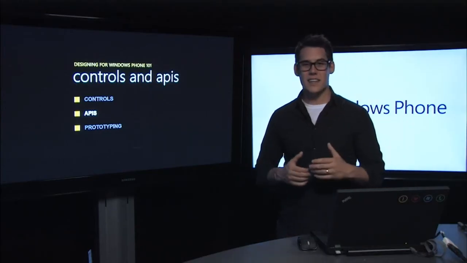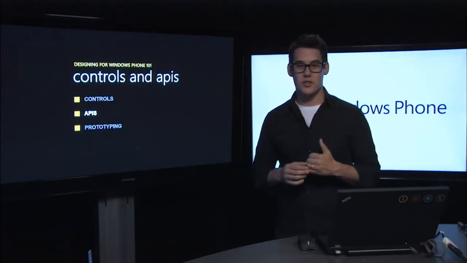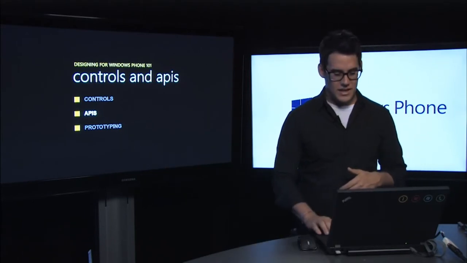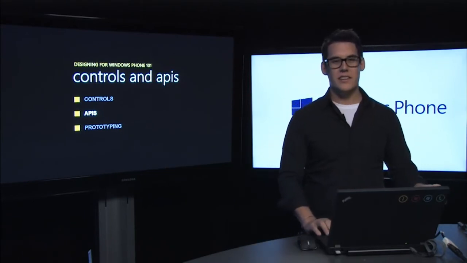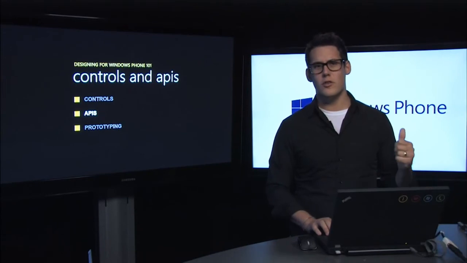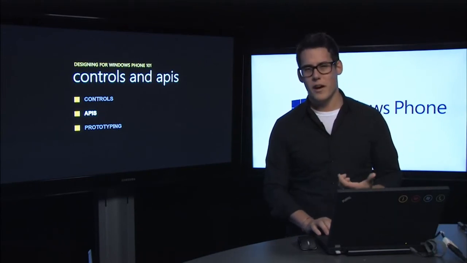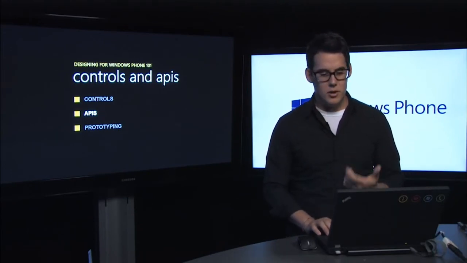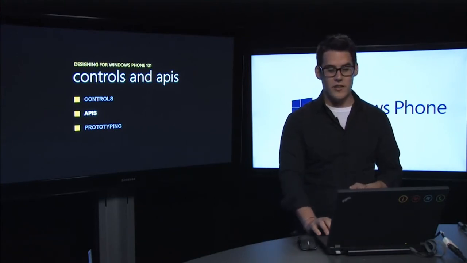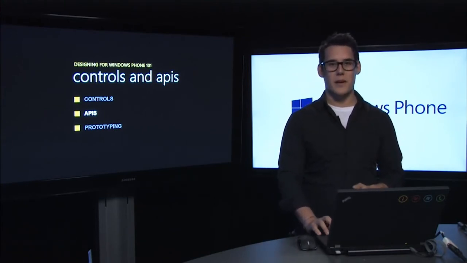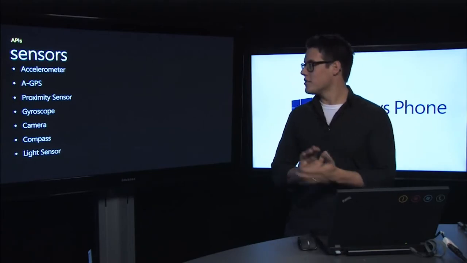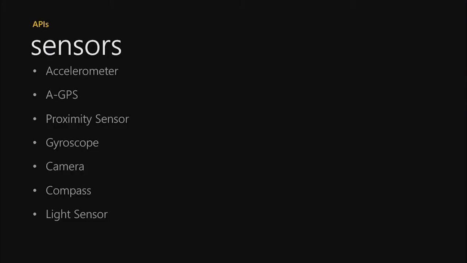All right, so our next section, after we finished up our talk about controls, is of course APIs on the device. And so our APIs are different things that we've made available to you either from the hardware or from other different global locations that you can sort of augment your existing applications and make them that much better. So first we're going to talk through some of the sensors that are going to be giving you data back. We have an accelerometer, AGPS, proximity sensor, gyroscope, camera, compass, and a light sensor. All these sensors are bringing data off the phone.